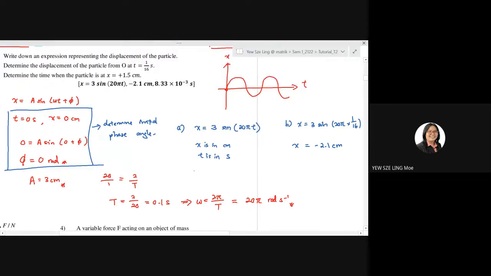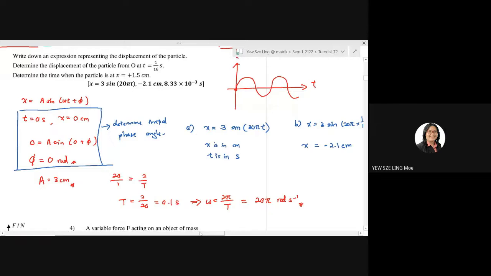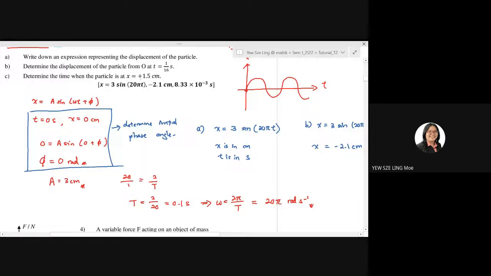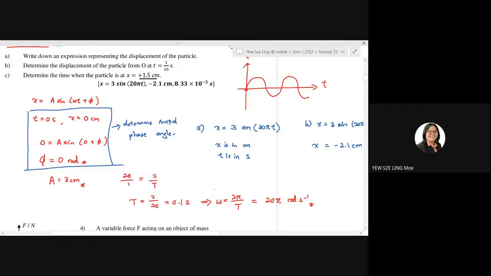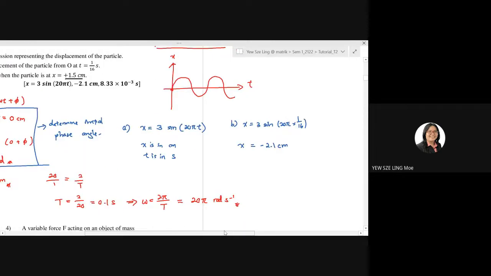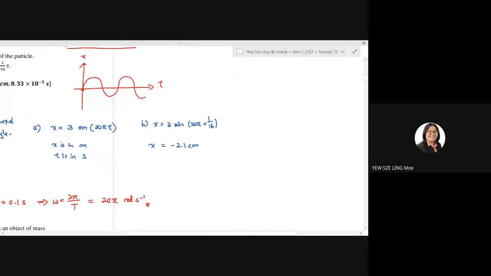Now let's look at question C. Determine the times when the particle is at x equals 1.5 cm. Actually, this question has more than one answer. So let's see how I am going to solve it. Now you have x equals 1.5 cm.